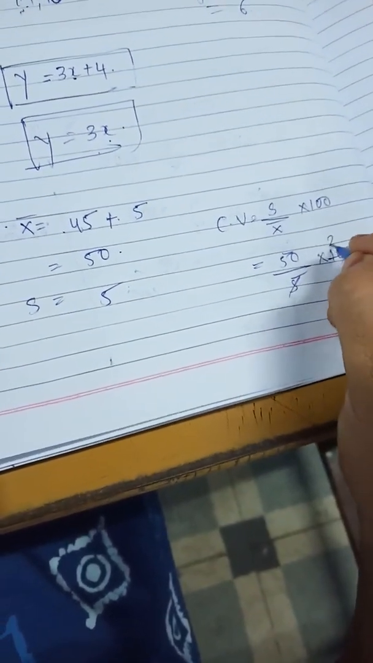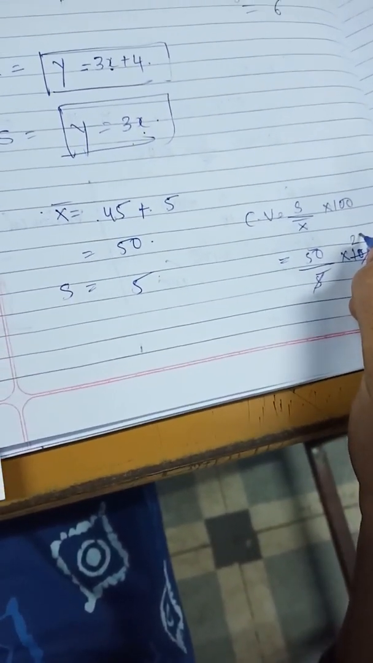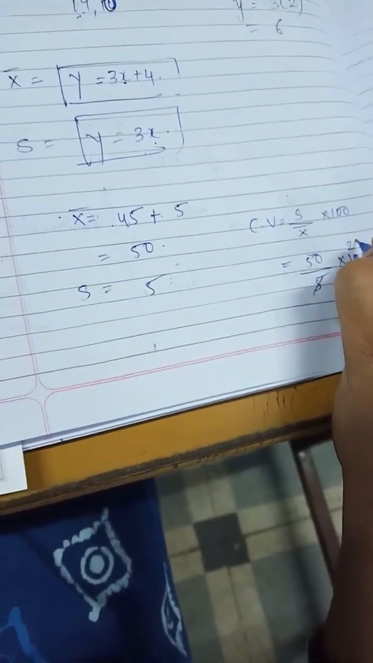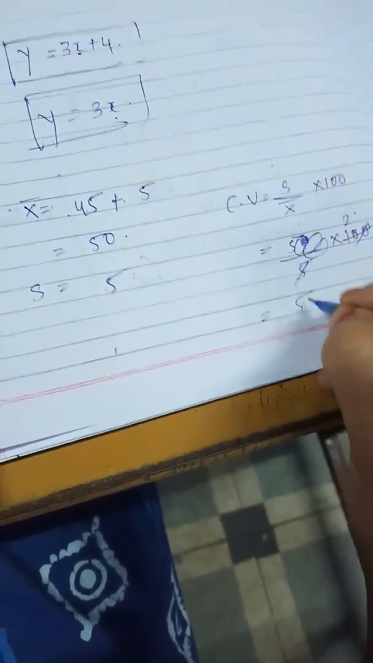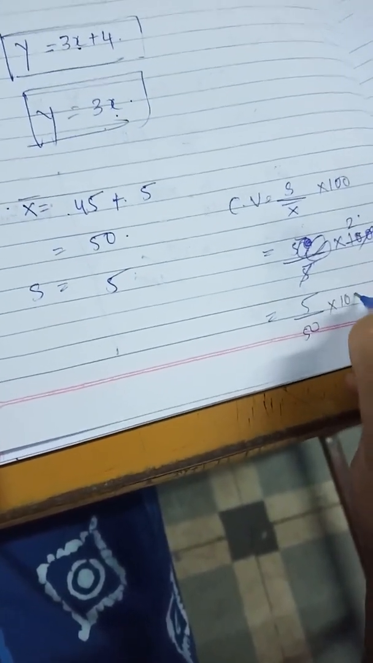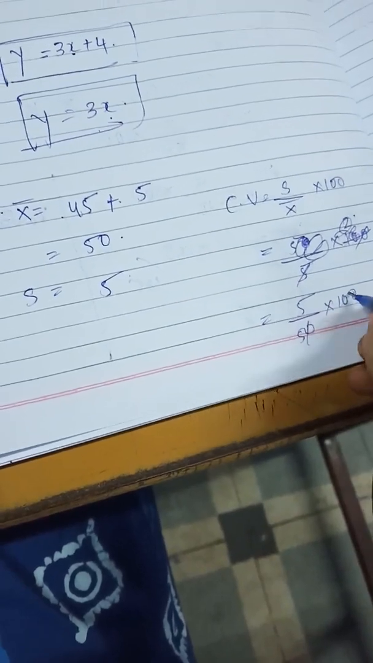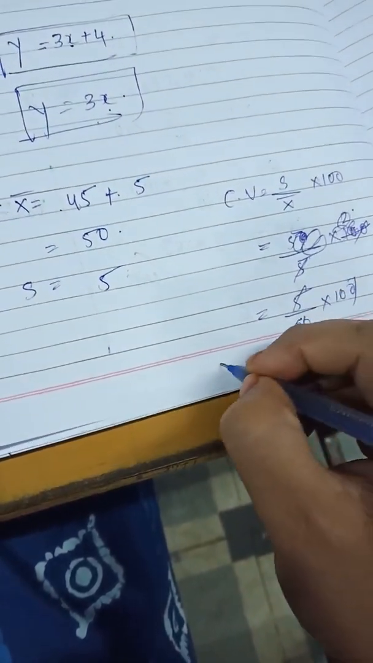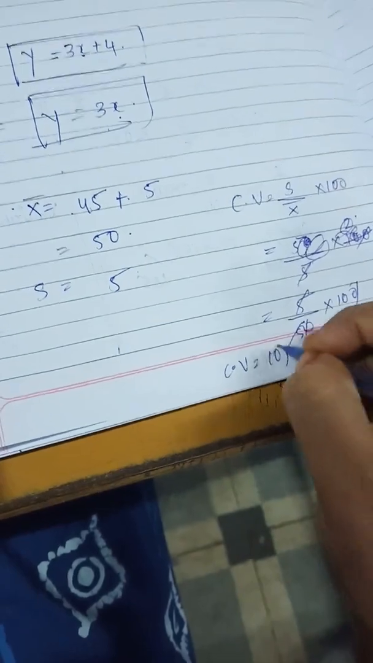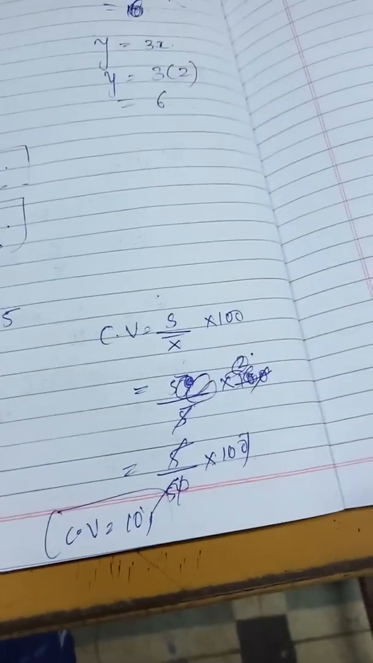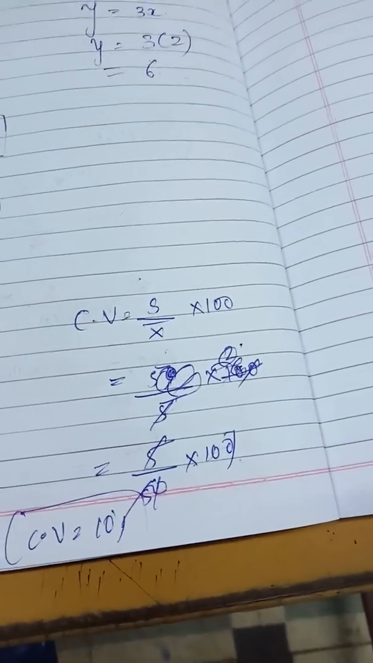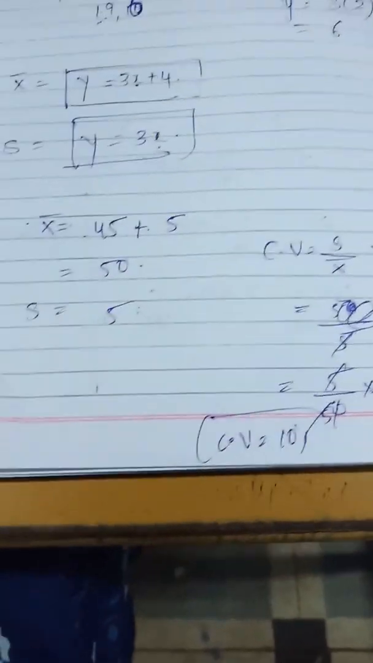Sorry, I reversed the figures. 5 will be coming up and 50 will be coming down. 5 divided by 50 into 100. So 0 cut 0, 5 cut 5. What is the value of CV? That is 10%. Only 10 is remaining. You can see it here. CV equals standard deviation divided by mean into 100. So 5 divided by 50, 0 cut 0, 5 cut 5, only 10 is remaining.